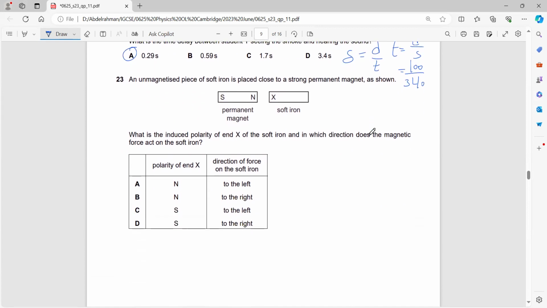An unmagnetized piece of soft iron is now close to a permanent magnet. What's the induced polarity? And what is the direction of the force on the soft iron? Okay. The induced polarity on this side would be south, and the direction of force, it is now pulled to the left. Why is it pulled to the left? Because it's attracted.